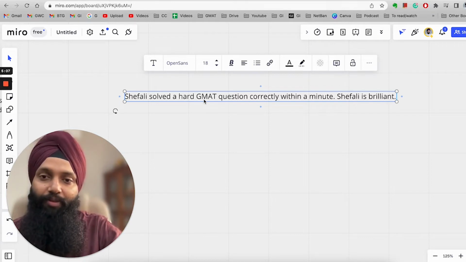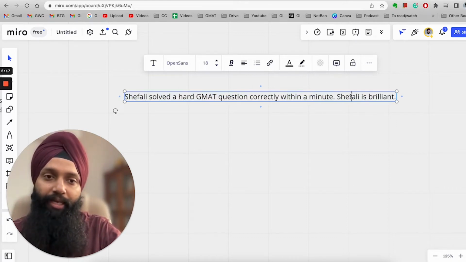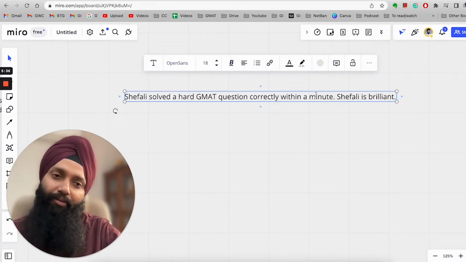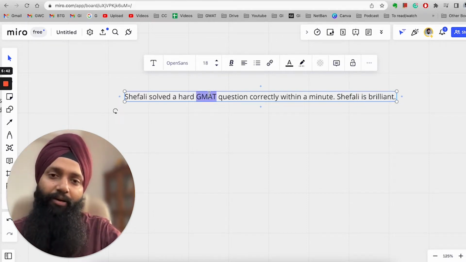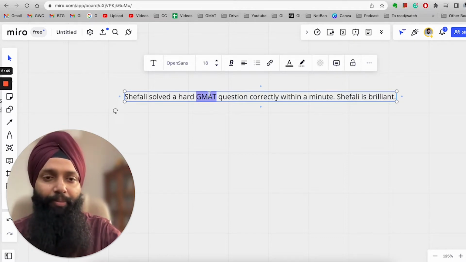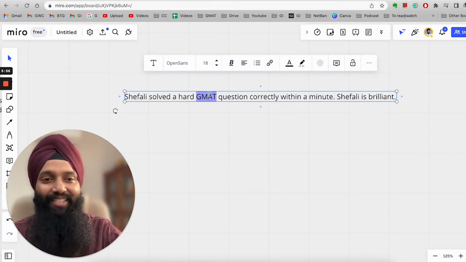Okay, now what she said was that in this case, the second statement explains the first statement. She was saying that this explains why Shefali is brilliant: because she solved a hard question correctly within a minute. When she said so, I asked her, but why can't I say that this statement is an explanation of the first statement? That Shefali solved a hard question correctly within a minute because Shefali is brilliant. Why can't I say that? And then she said, okay, I don't know. Yeah, this makes sense.